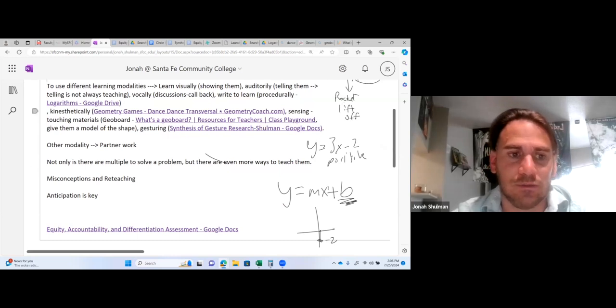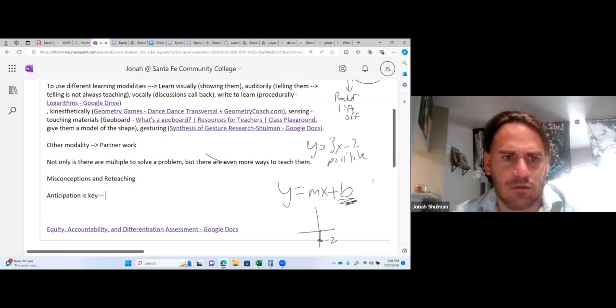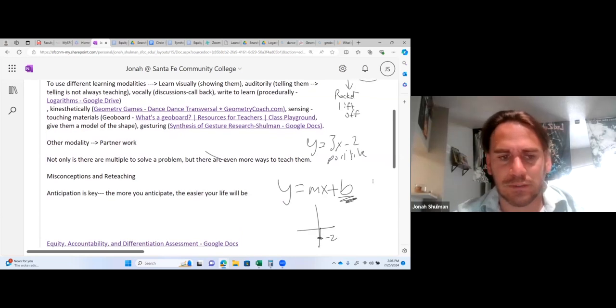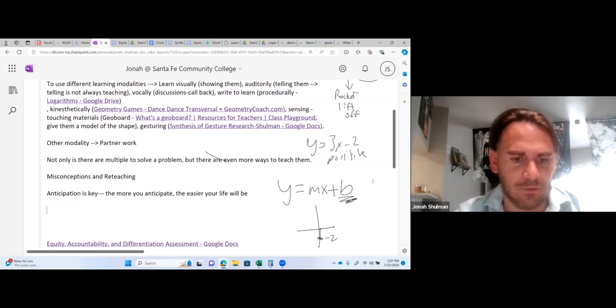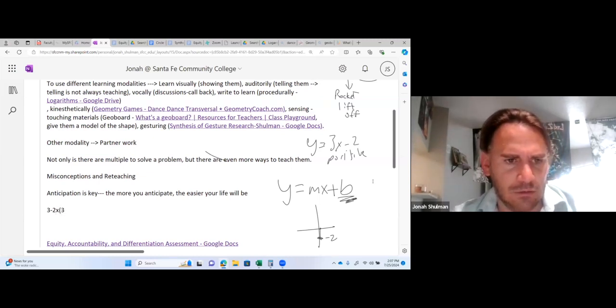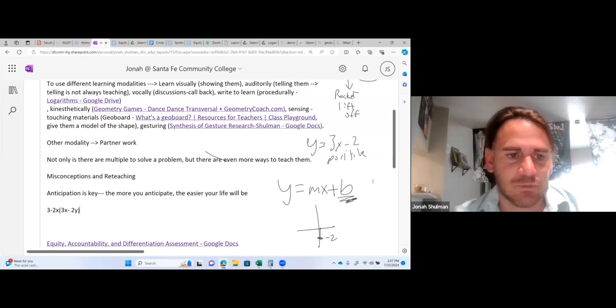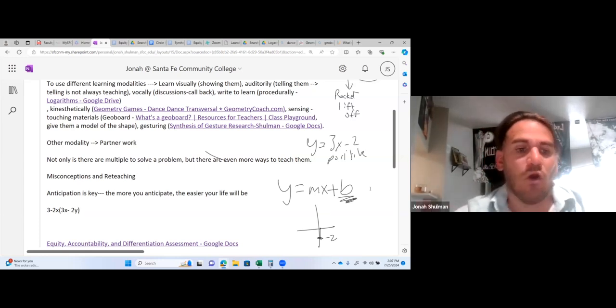The more you anticipate, the easier your life will be. So one of the biggest things, negative, if it's 3 minus 2x parentheses, 3x minus y minus 2y, right? If they have, this is an expression, there's no equal sign, they just have to simplify.